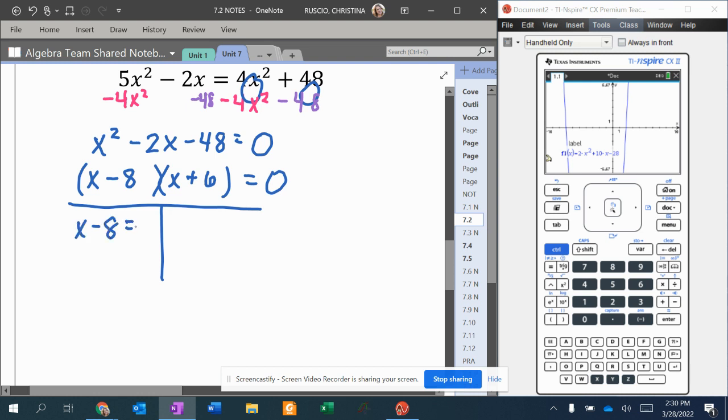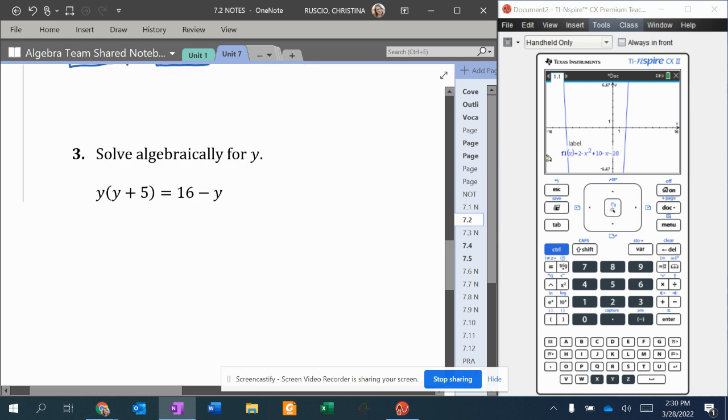x minus 8 equals 0, and x plus 6 equals 0. The inside lies to us. x equals 8, because we added 8 to both sides, and x equals negative 6. That was so fun. All right, we have one more to do.